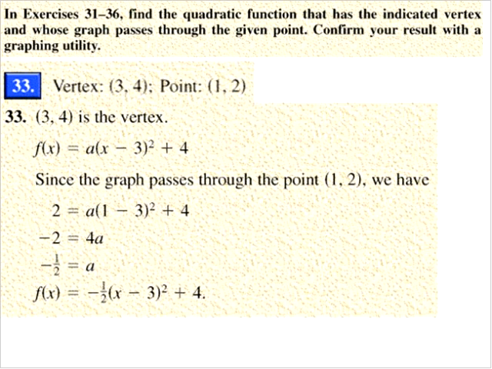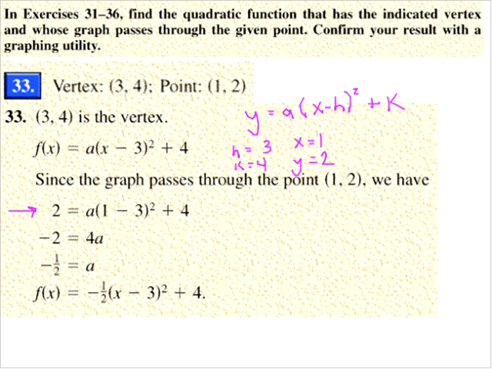Next one, find the quadratic function that has the indicated vertex and whose graph passes through the given point. Okay, same type of thing here. So y equals a times x minus h squared plus k. That's your standard form there. I know that h is 3, k is 4 from my vertex. I know that x is 1 and y is 2. So when I plug all that in, I get an equation that looks like this.